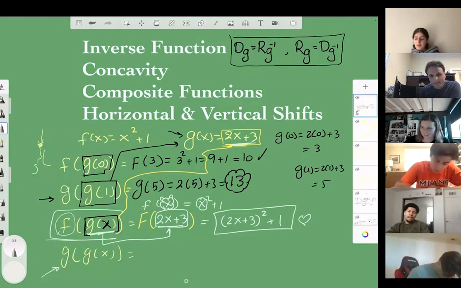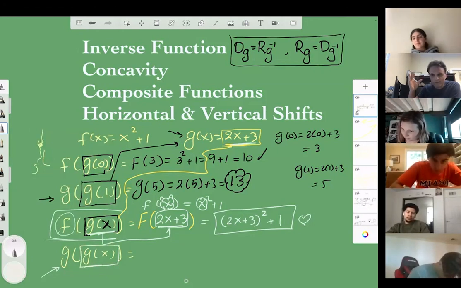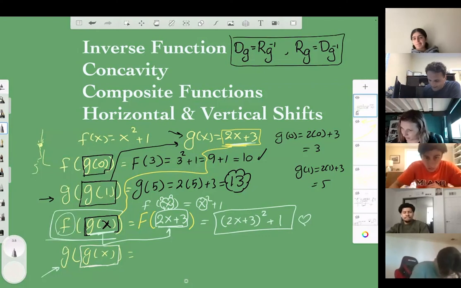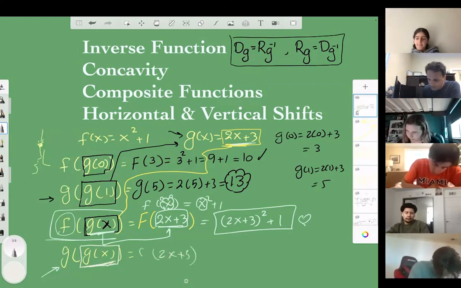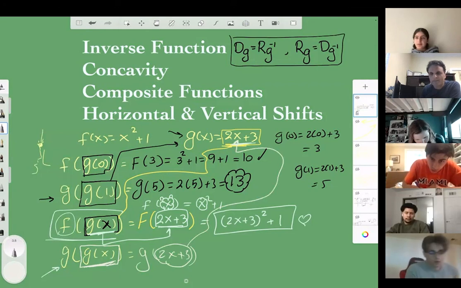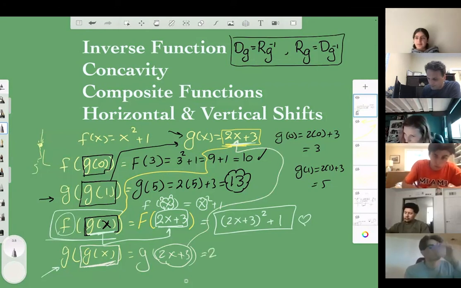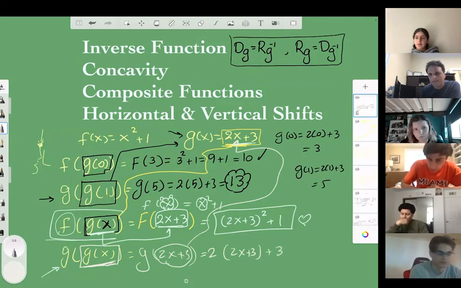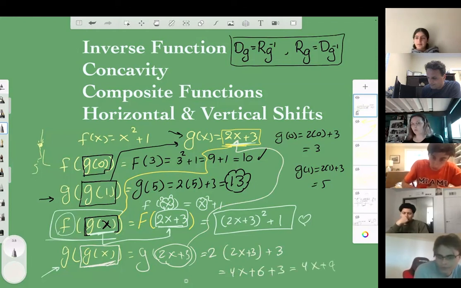So here, for the last part, the question is g of g of x. So again, we don't freak out. We follow the logic. G of x is 2x plus 3. What is g of that? So this will be 2 parenthesis 2x plus 3 plus 3, which gives us 4x plus 6 plus 3, which is 4x plus 9.